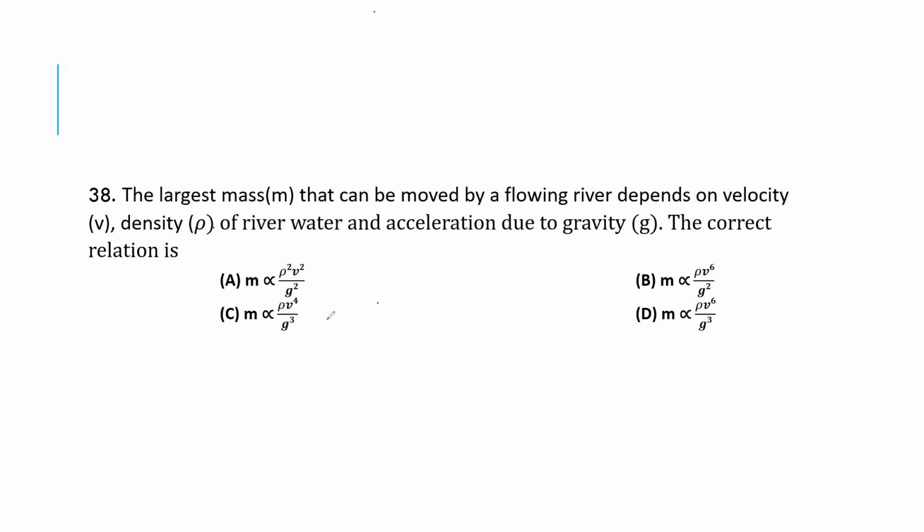So m is mass, having dimension formula M, and velocity is L T raised to minus 1. Then density is taken as M L raised to minus 3, that is mass per unit volume, and acceleration due to gravity is L T raised to minus 2.